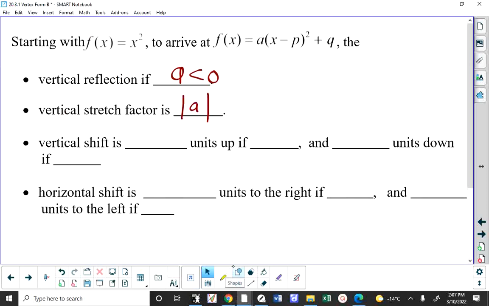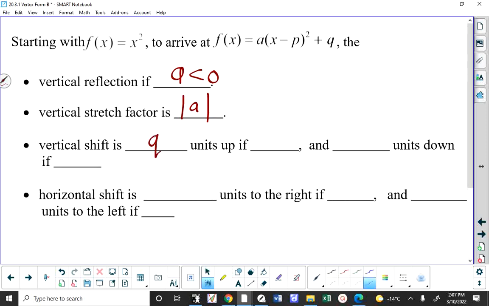All that absolute value means is don't worry about negative. If A is -5, then it reflects vertically, but the stretch factor is 5. The vertical shift is Q units up if Q is positive, and |Q| units down if Q is negative. The only reason I put absolute value signs around the Q is that if Q were -8, I would never say -8 units down. It would be 8 units down.